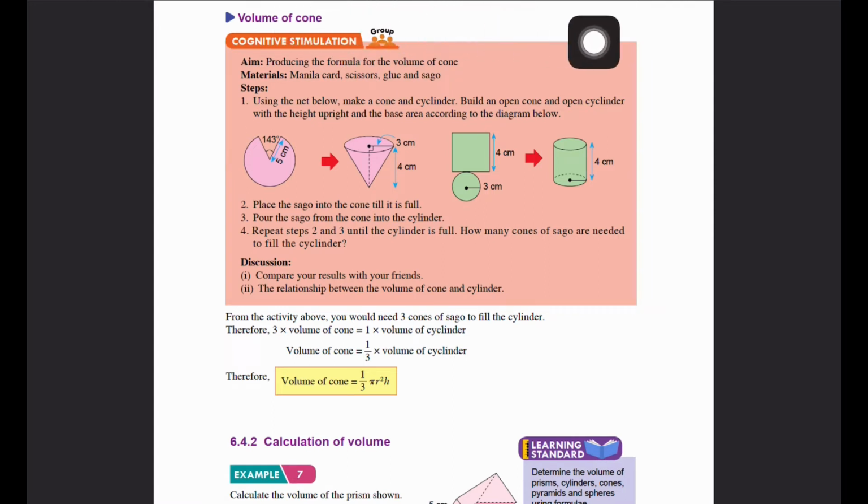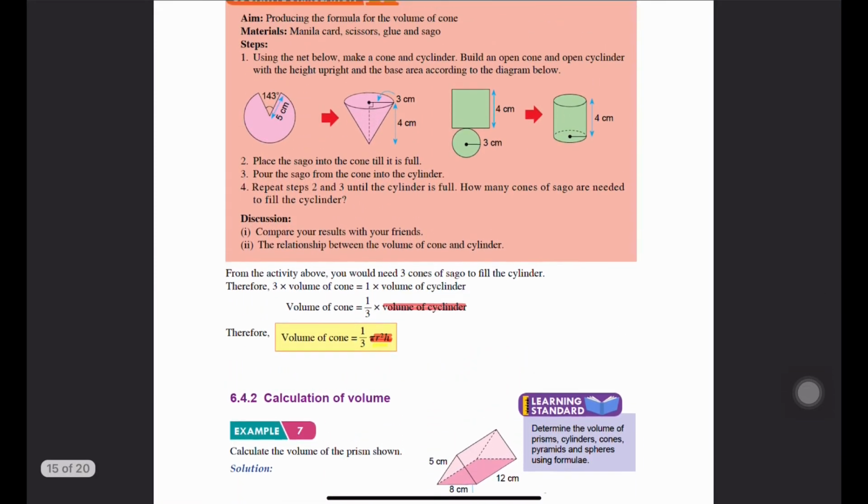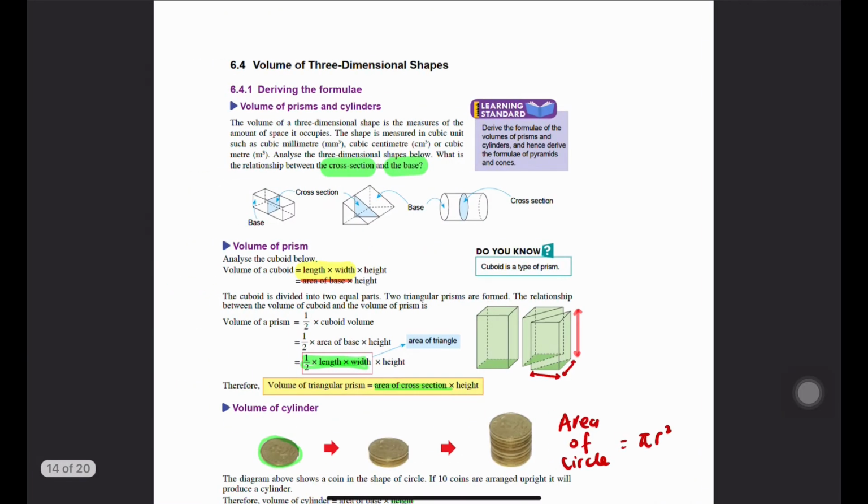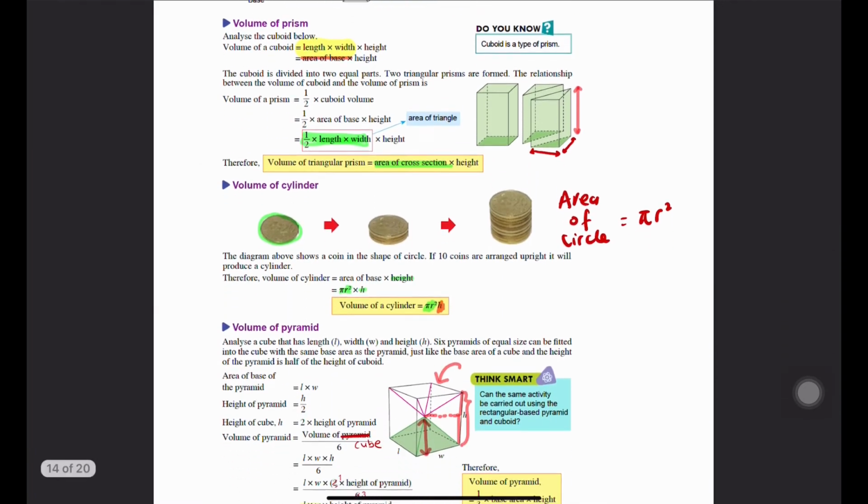Okay. So I hope you can read the cognitive stimulation. Okay, so we go to this conclusion. Okay, so based on this cognitive stimulation, we know that the volume of a cone is actually 1/3 times pi r square h. Okay, where we know that pi r square h is the volume of a cylinder. Okay, that's it for the derivation of the formula.